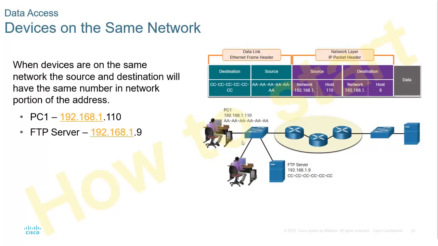Devices on the same network would use our physical addresses, our MAC addresses. So here we have an example of PC1 and an FTP server. You'll notice that the network numbers are the same, and only the host bits are different. These are on the same network. So we rely on our data link address, our physical address, to do our local communication.